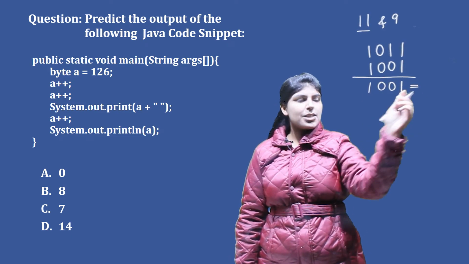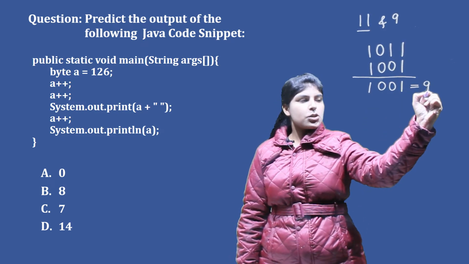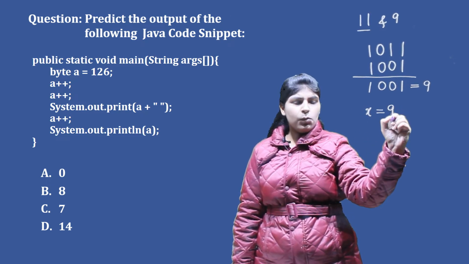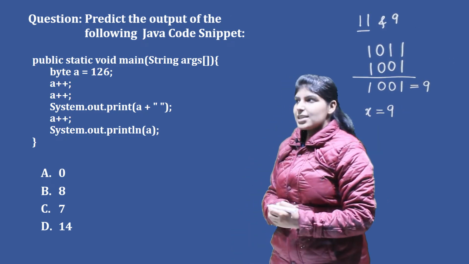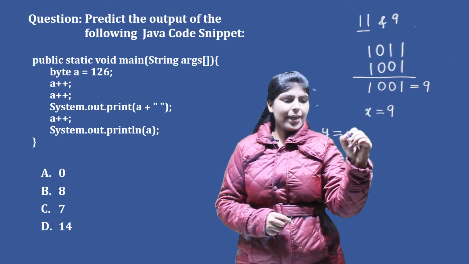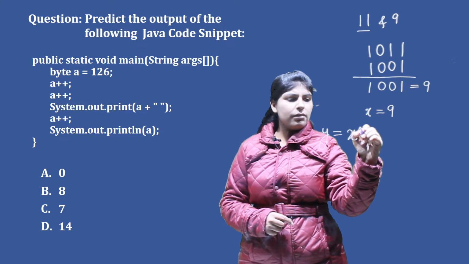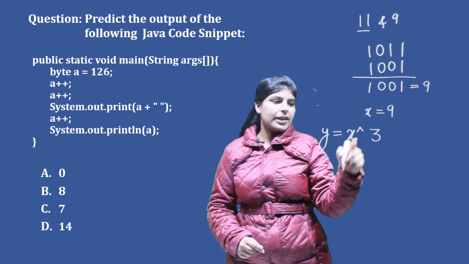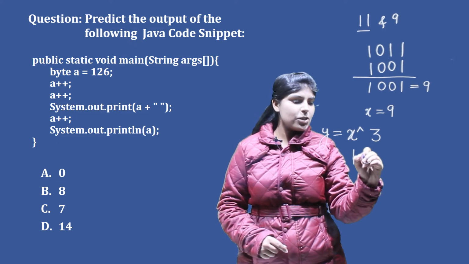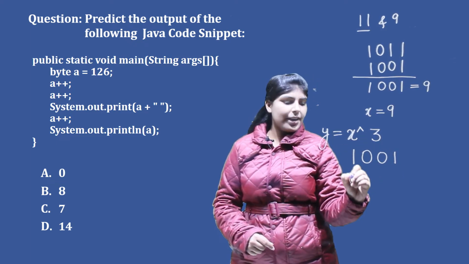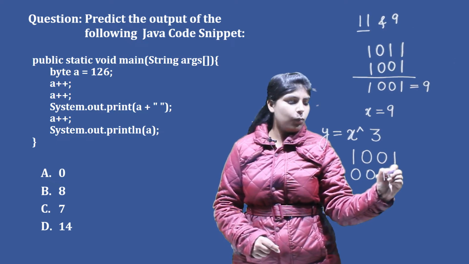So the result of this operation is 9. So this is the value of x. So x will be equal to 9 here, right? In the next expression I have y equal to x XOR 3. So what is the value of x? It is 9. So how will I write 9? I'll write it as 1001. How will I write 3? I'll write it as 0011.